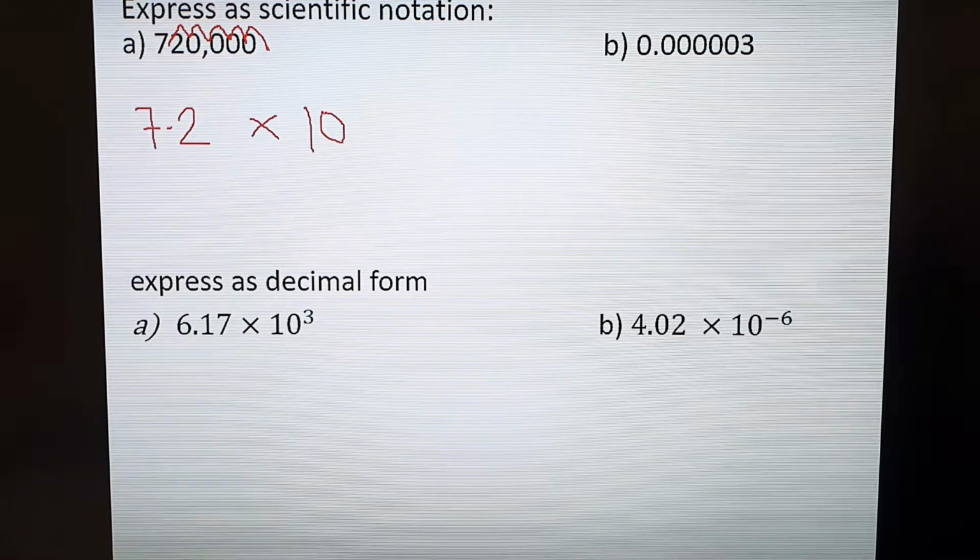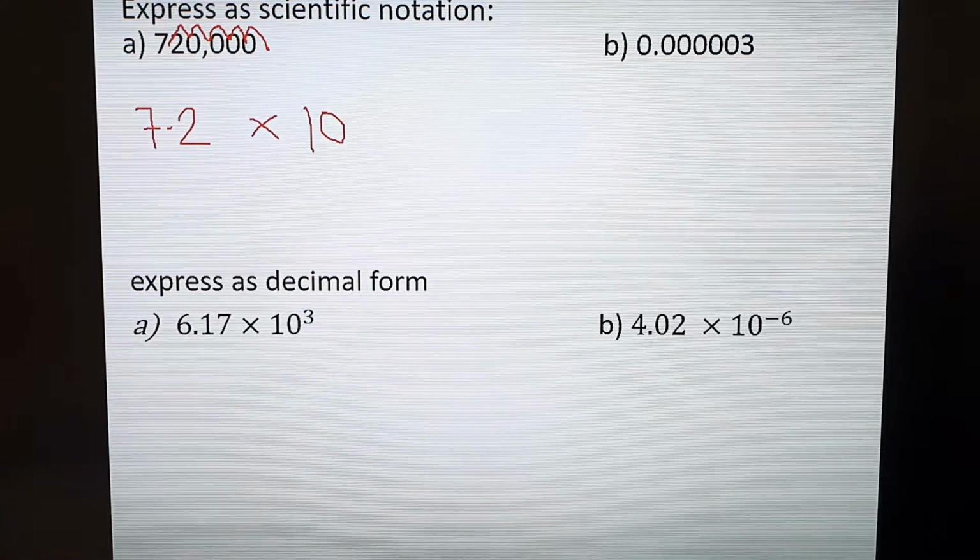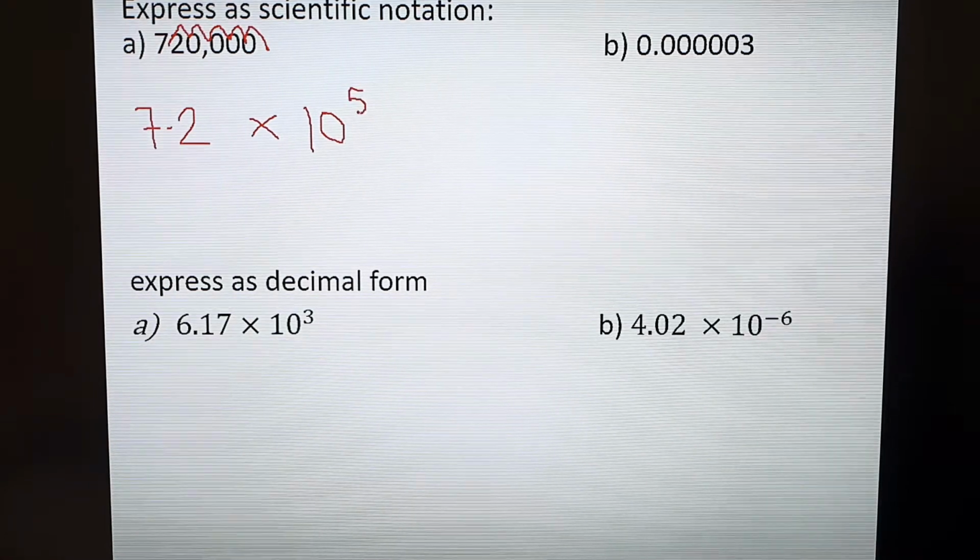To what power? Well, how many jumps did you make? 1, 2, 3, 4, 5 jumps. So it's going to be positive 5. Okay, so 7.2 times 10 to the positive 5 is the same as 720,000 up here.